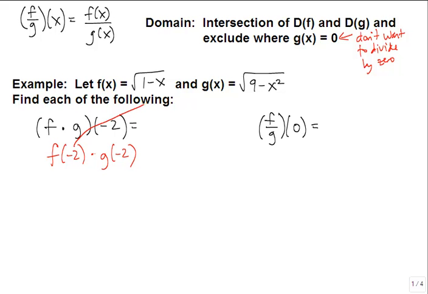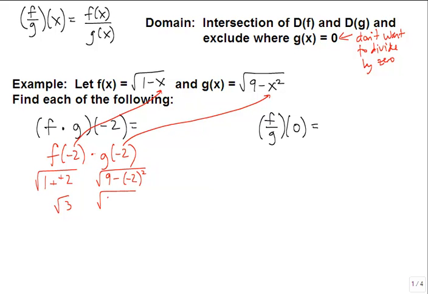Well, we just go up to f's rule, and we're going to plug in -2 wherever we see that x. So this would become square root of 1 minus -2, which is going to simplify to the square root of 3. Now for g of -2, we're going to do the same thing. We're going to substitute in -2 for this x. So this would become square root of 9 minus, and I'm going to use parentheses here, -2 quantity squared. The negative inside of the parentheses gets squared away, but the subtraction on the outside does not. So this becomes 9 minus a positive 4, which simplifies to the square root of 5.